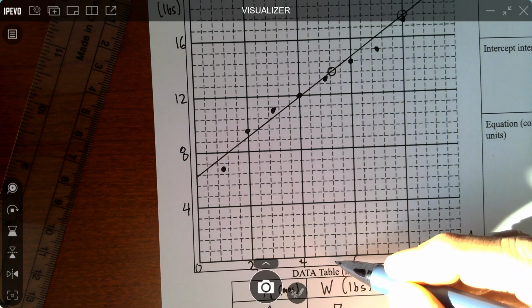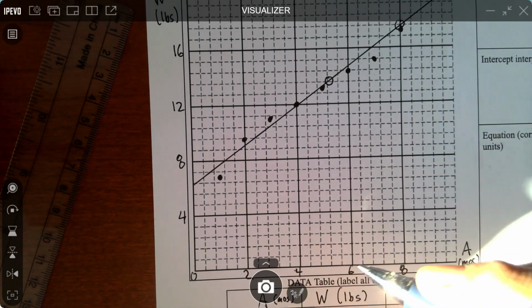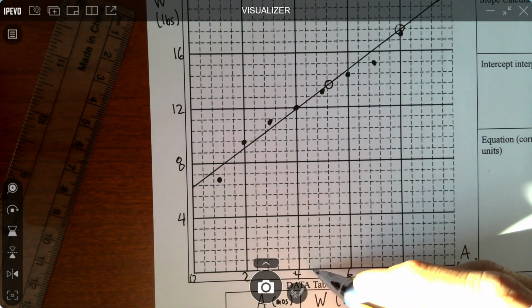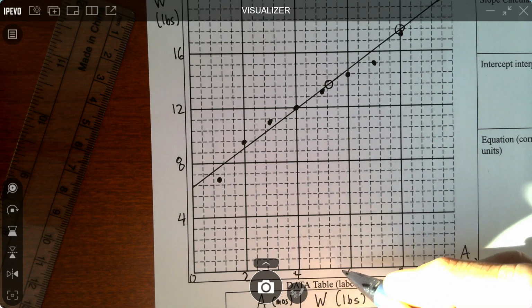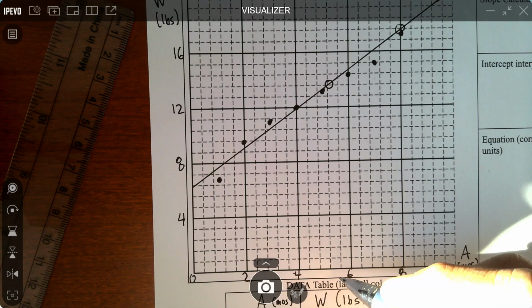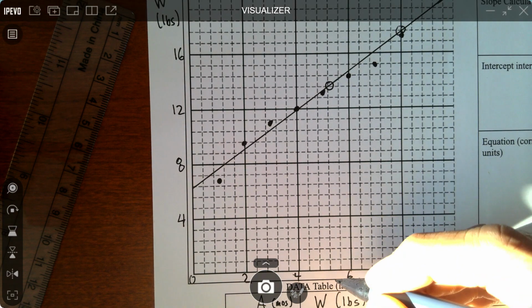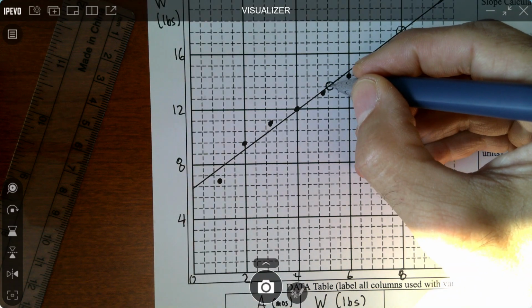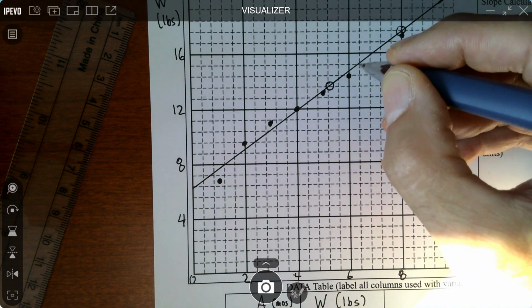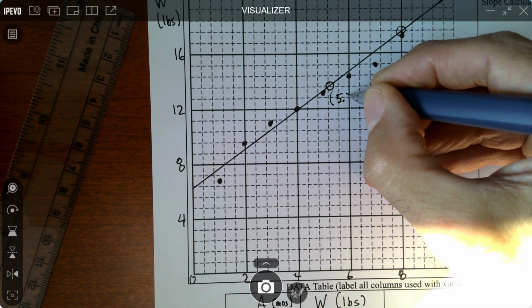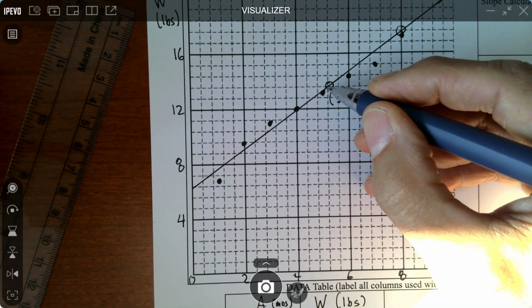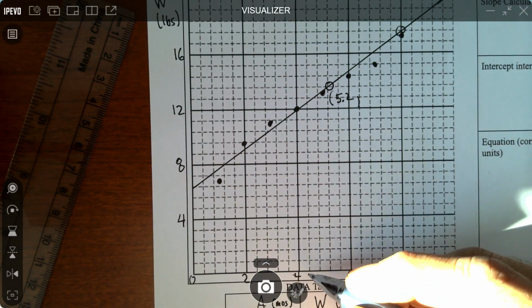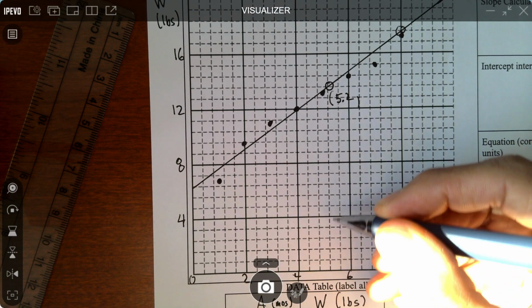So let's see. This grid is kind of working against me. 1, 2, 3, 4, 5. So that is 0.4 for each grid mark. So that's 5, and that would be 0.8 away, 5.2. I'm going to say that's 5.2. So I estimated what that is. It looks like it's going to be 5.2, because 4.4, 4.8, 5.2 to there.